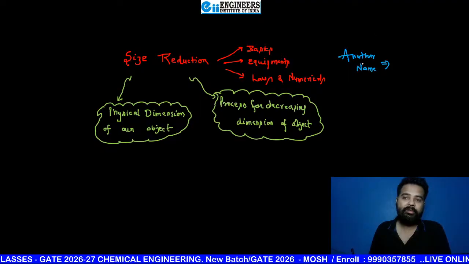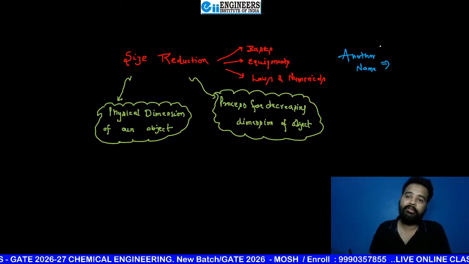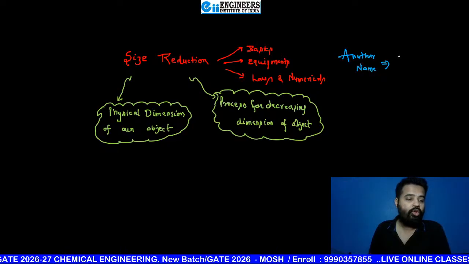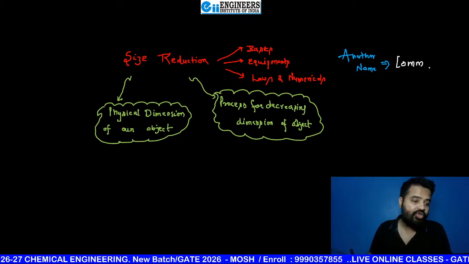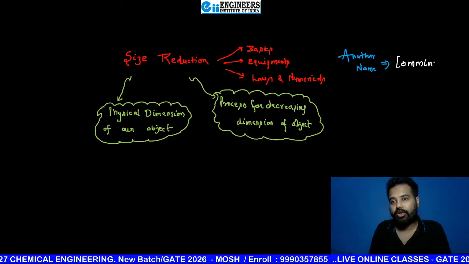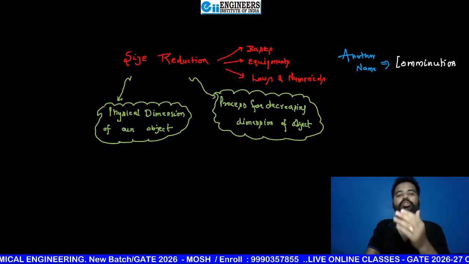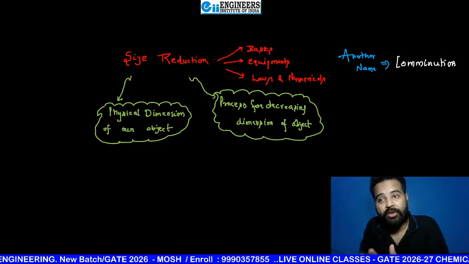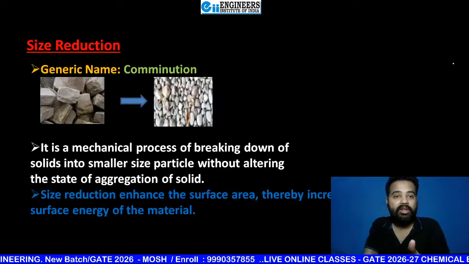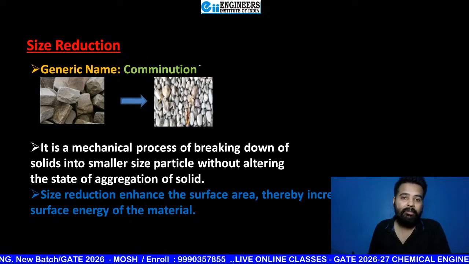If not, then write immediately in the comment section beta. If you don't know, then please write R in the comment section. Everyone doesn't know? Okay, so please write beta comminution. Okay, so comminution. This is not communication. Communication is a different thing, you are communicating with me, that is different. This is comminution. So size reduction, its generic name is comminution.